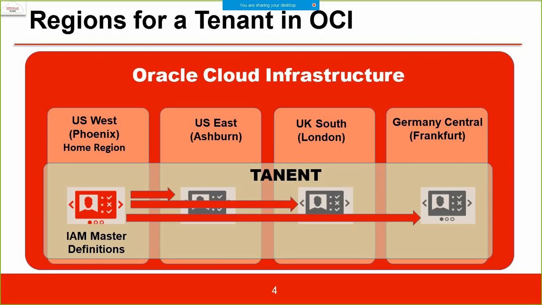Resource will not replicate. Resource will remain there. Only identity will replicate. Wherever you are working, when you create a resource in Ashburn, you will be able to access it from Ashburn only. Resource will not replicate. You have to choose your region. Credentials will work.